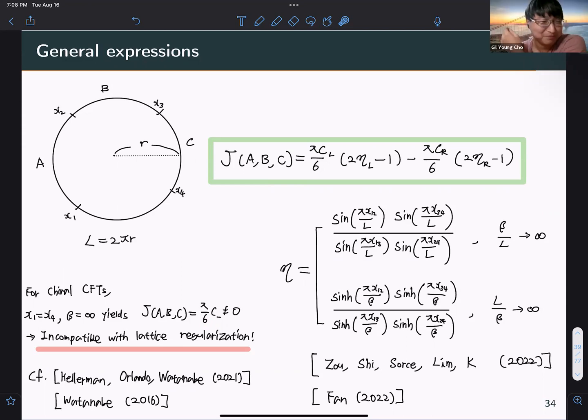So what this shows is that for a theory with non-zero chiral central charge, this JABC cannot be 0. So it directly shows that any theory with a non-zero chiral central charge cannot have any kind of lattice regularization, because if it does, then you'll need to violate this thing. Again, we're not the first people who showed this, but I think the nice thing here is that there's a concrete formula which shows very explicitly why this is not possible.